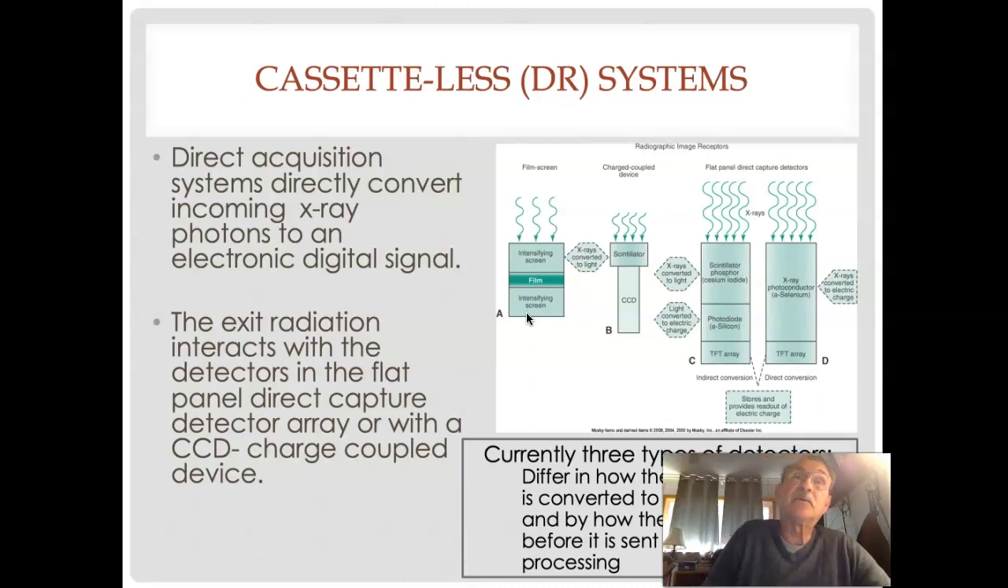So yes, I know we're using the same term in 2 different ways, and that probably confuses the issue. Nonetheless, CR is its own process, film screen is its own process, and DR is its own process, but will have direct conversion or indirect conversion.